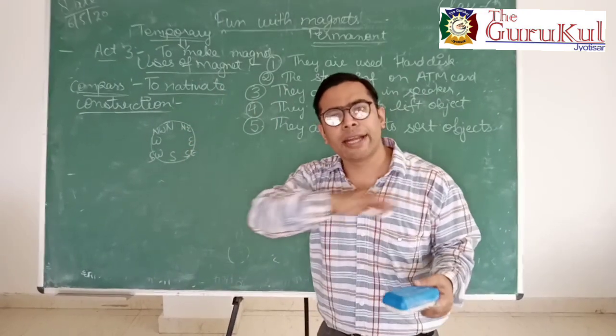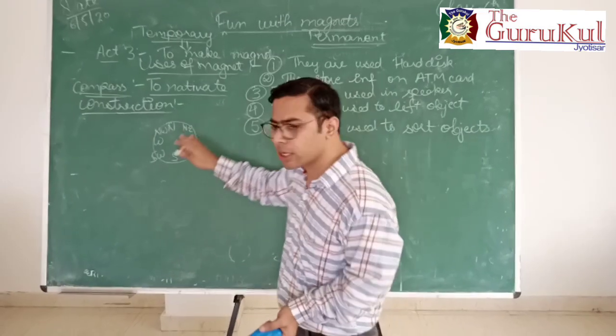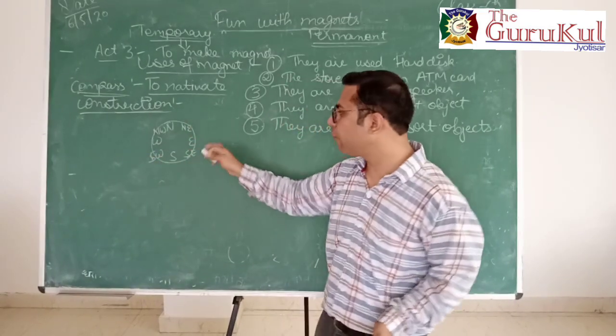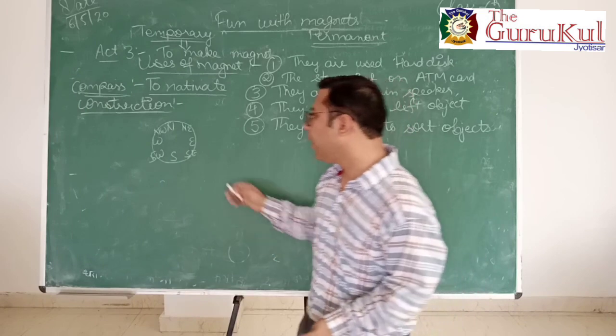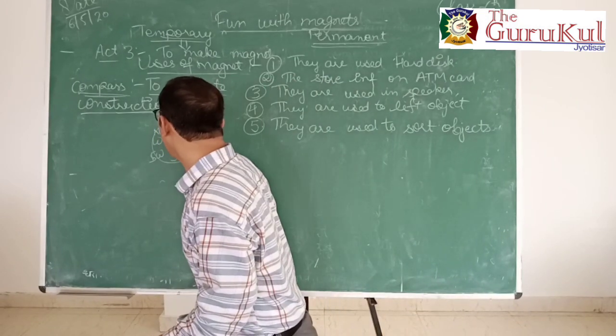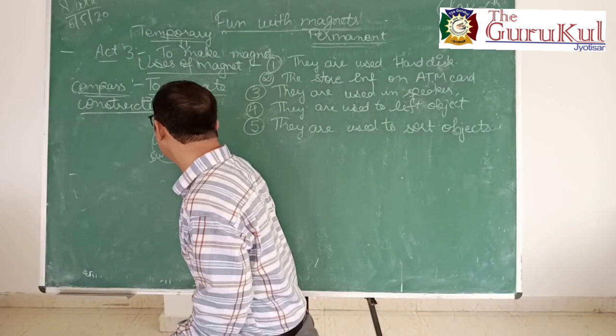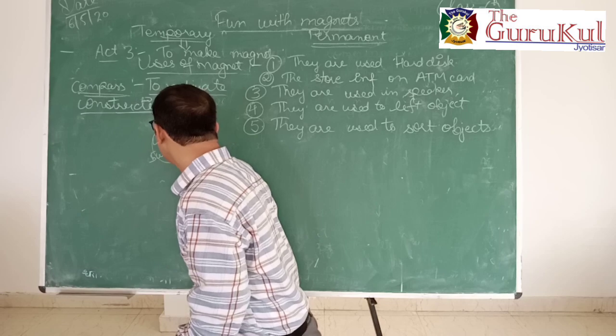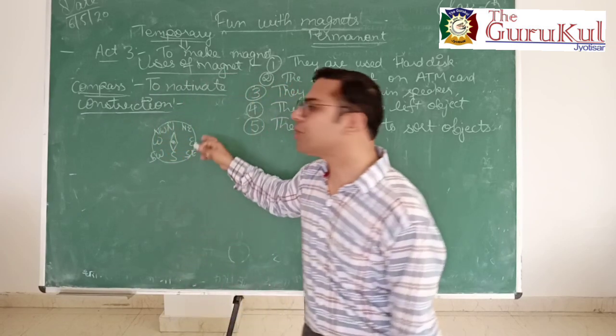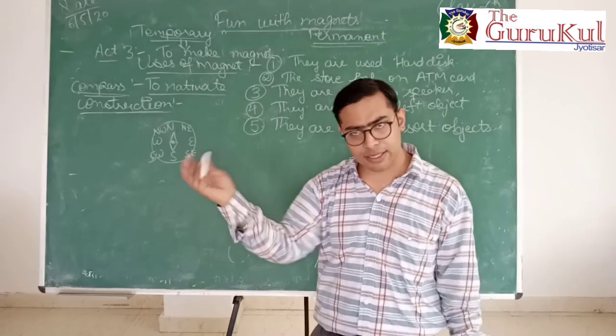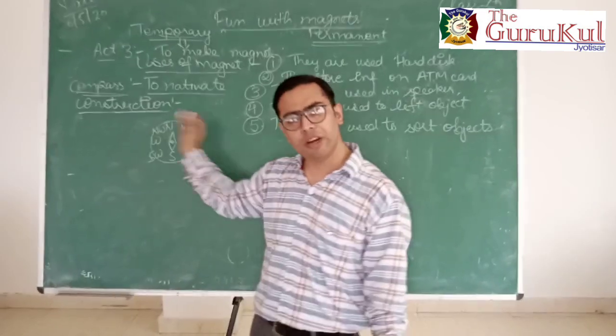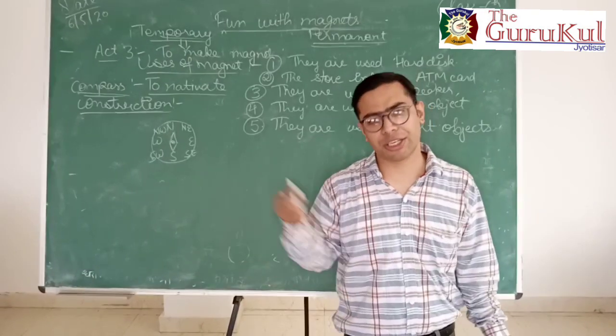Okay, so compass consists of a circular box. At the base of the box, a cardboard is placed on which directions are marked, and in the center a magnetic needle is placed. A magnetic needle is placed which can rotate freely. Understand? This needle can rotate freely to tell you which direction it is.